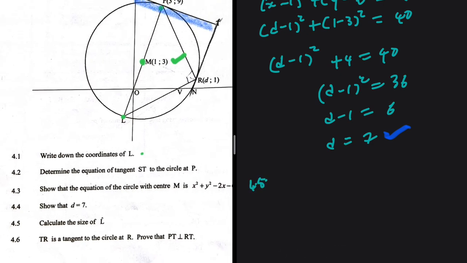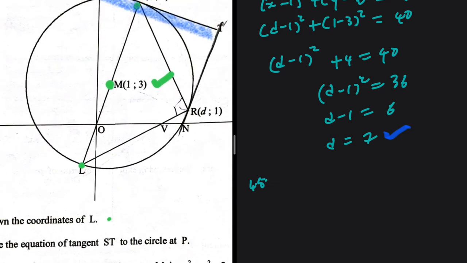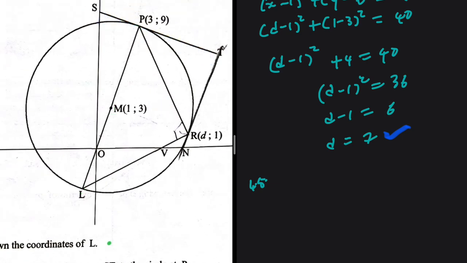So 4.5, calculate the size of angle L. So we are looking for the size of this angle. Let me just put a dot there. But we found the coordinates of L by saying that PL should be a diameter, right? And then if PL is a diameter, this here should be 90 degrees. If that is 90 degrees, then we have ML, and then here we have MP.